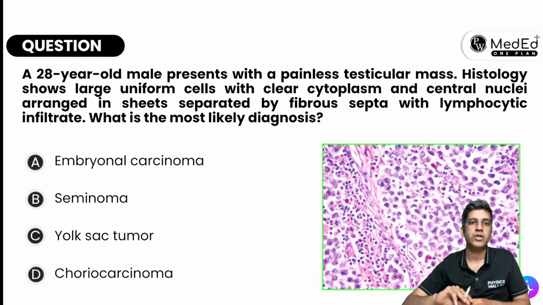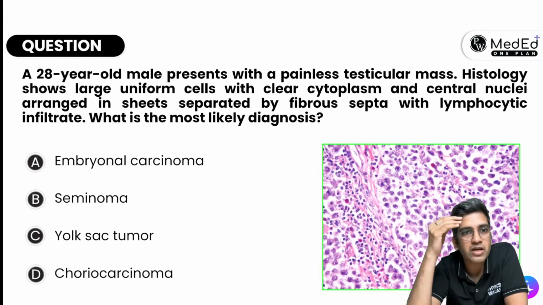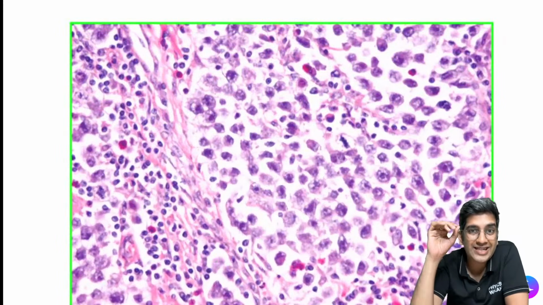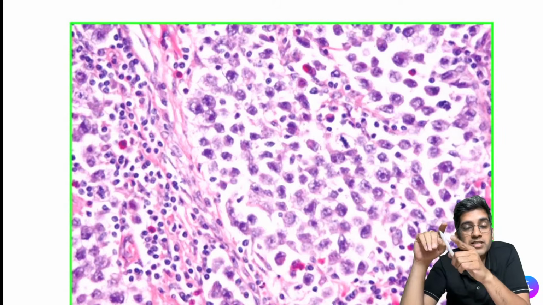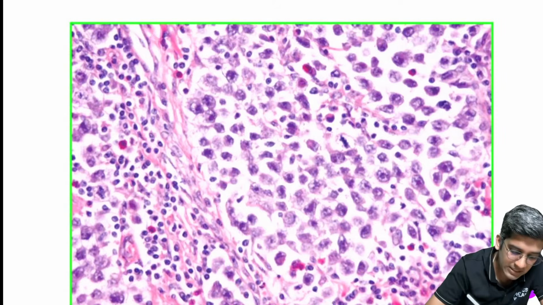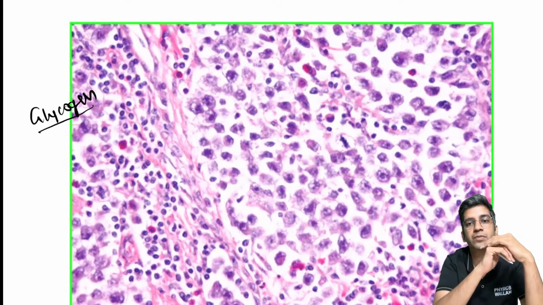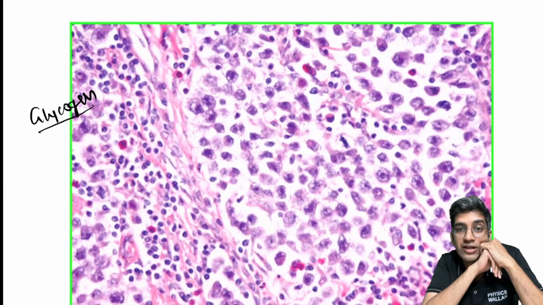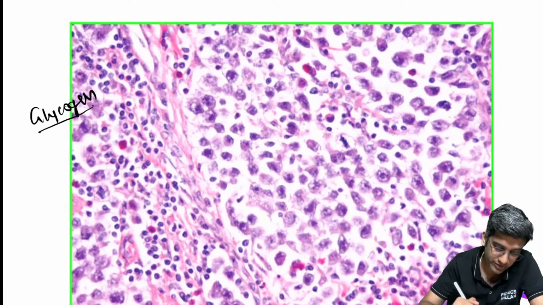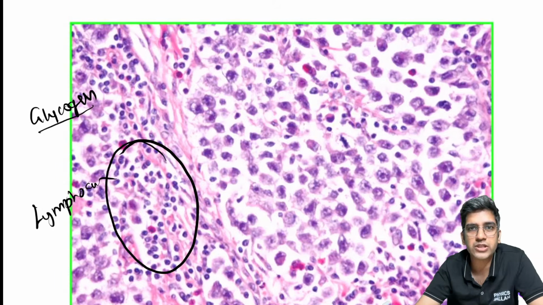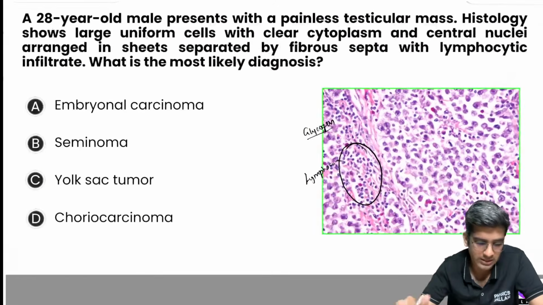Okay. A 20-year-old presents with a painless testicular mass. Histology shows cells with clear cytoplasm. The reason for clear cytoplasm, which also is a question, is abundant deposition of glycogen. They are glycogen rich, that's why it's clear. In addition, the fibrous septa has lymphocytes. A very classical finding of lymphocytes in the fibrous septa. Fine. The diagnosis is undoubtedly seminoma.